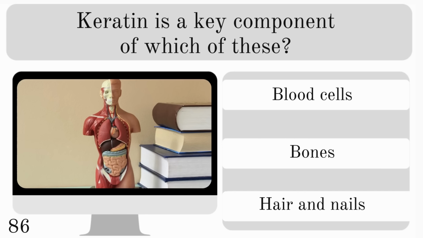Keratin is a key component of which of these? Blood cells, bones, or hair and nails? The answer is hair and nails.